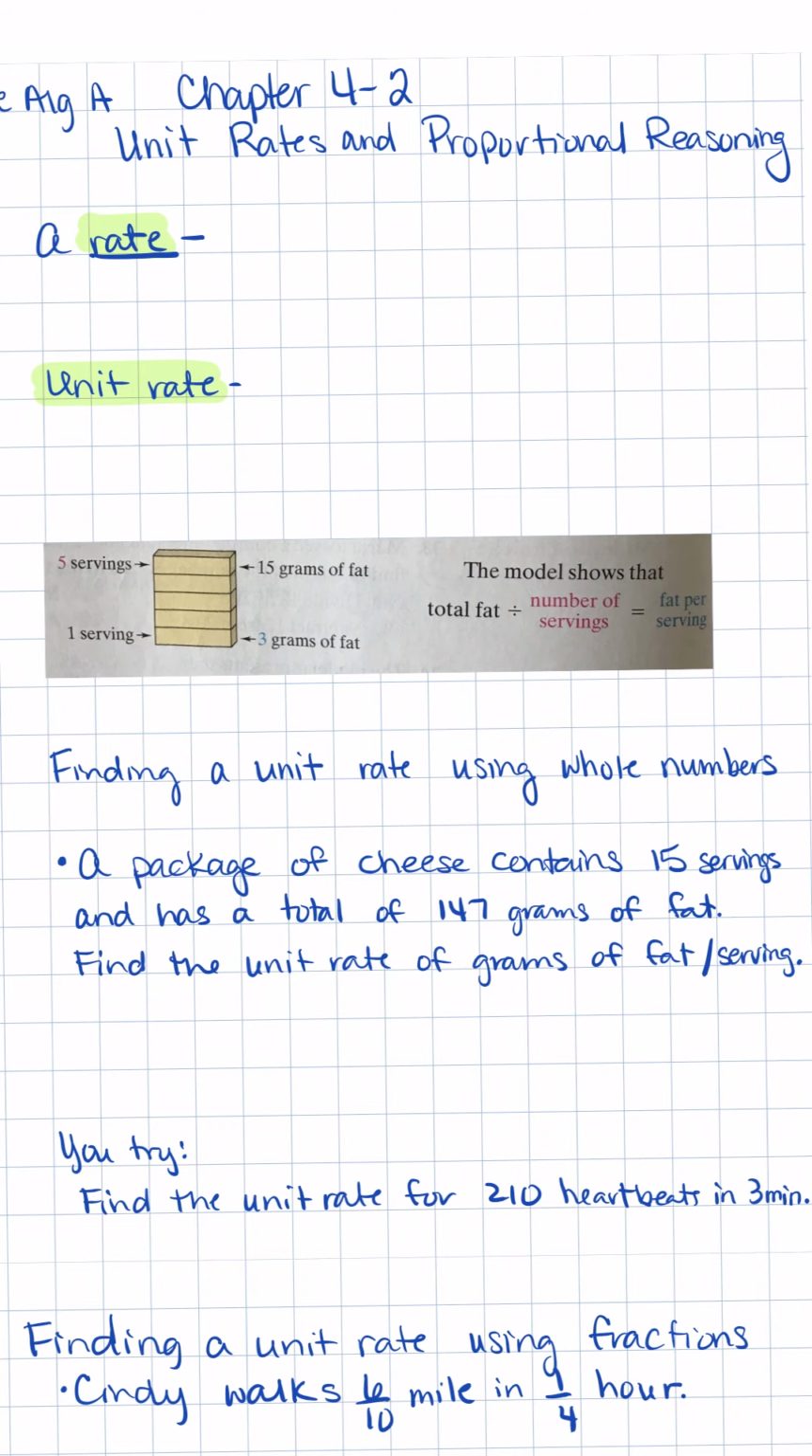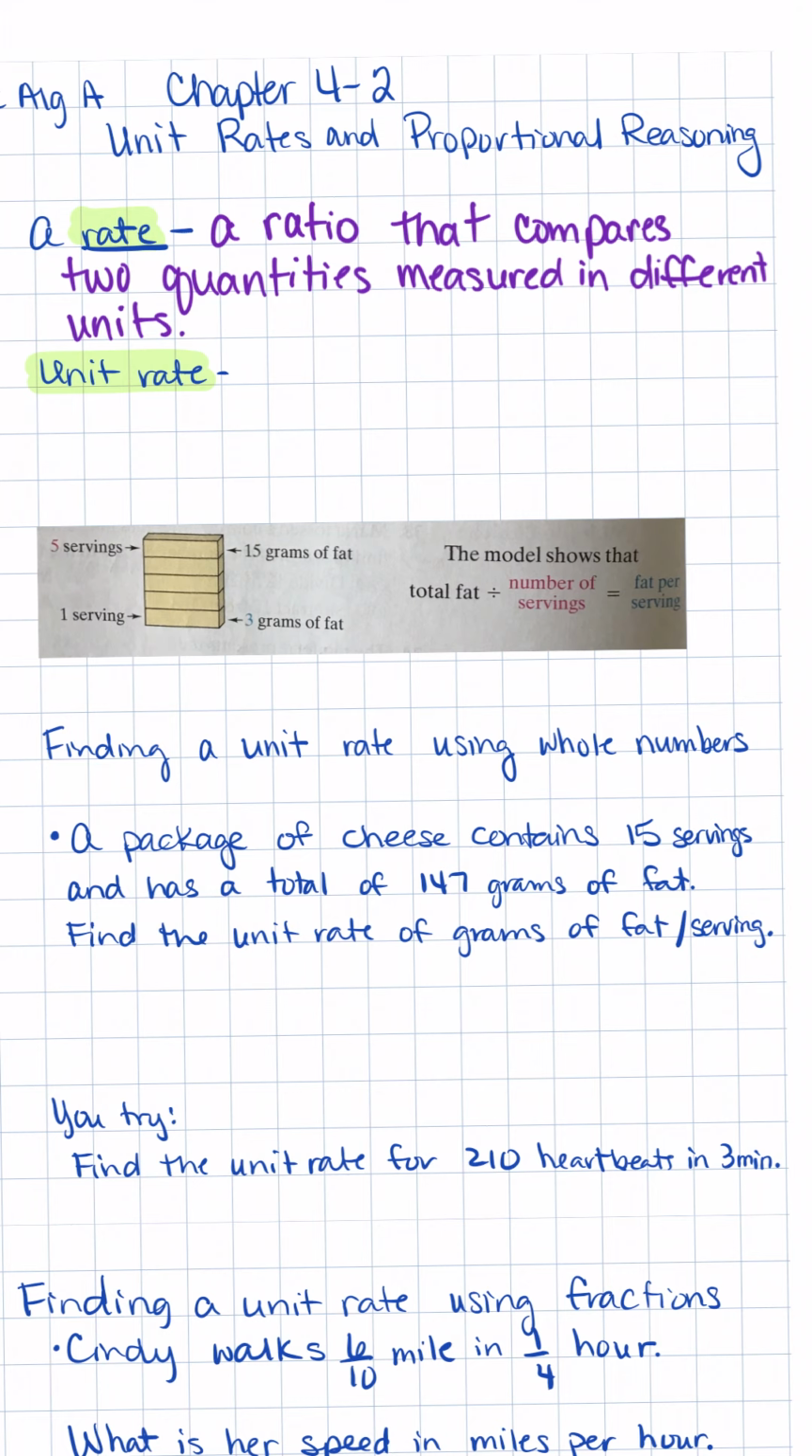So you make decisions about the food you eat every day. Looking at rates such as grams of fat per serving can help you stay healthy. A rate is a ratio that compares two quantities measured in different units. Let's write that down. A rate is a ratio that compares two quantities measured in different units.